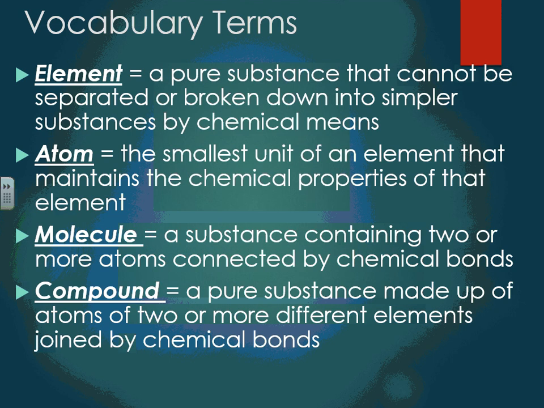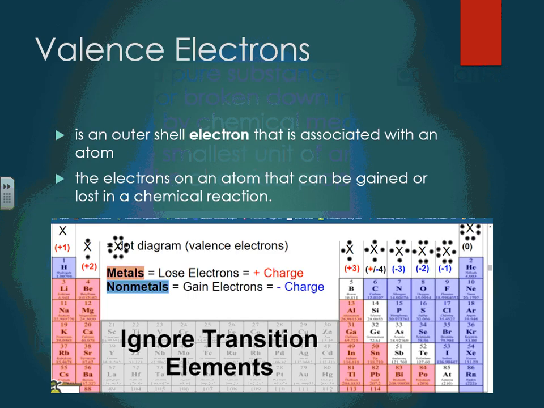Now, a molecule pertains to a substance that contains two or more atoms that are connected by chemical bonds. And a compound represents a pure substance that is made up of atoms of two or more different elements joined by chemical bonds. So the latter two of a molecule and compound seem very, very closely similar when we're talking about them, but there is going to be a distinction that we're going to get into, and so we'll see that a little bit later in the presentation.